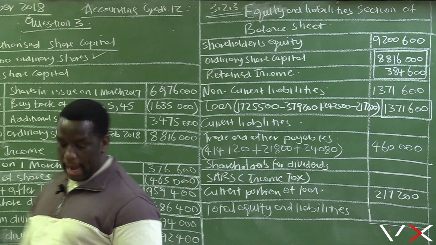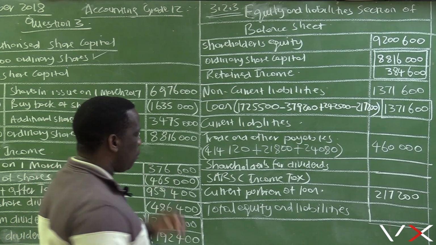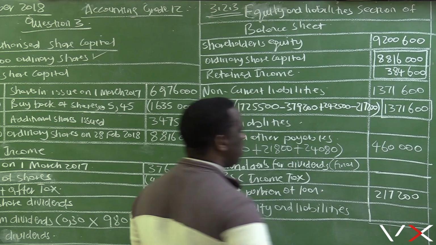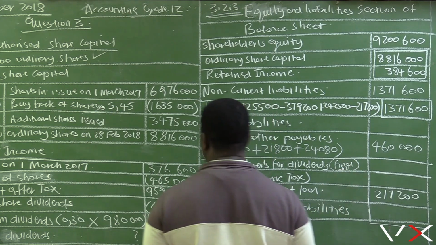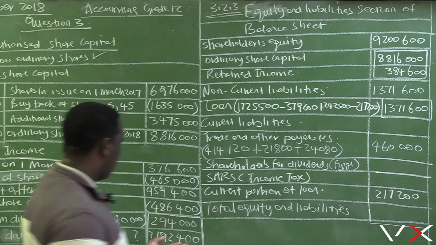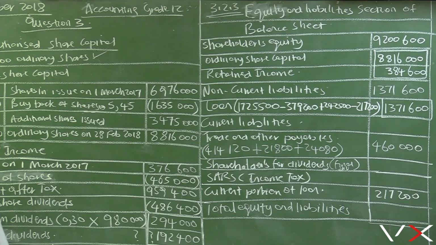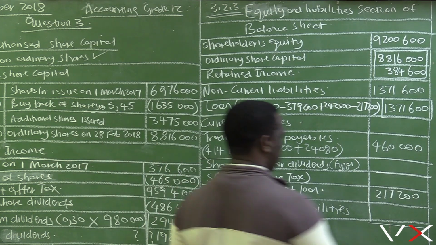Right? The shareholders for dividends, this is the amount for the final dividend. Shareholders for dividends is just the final dividend. We have already calculated the final dividend when we were doing the retained income note, and the final dividend was 192,400.